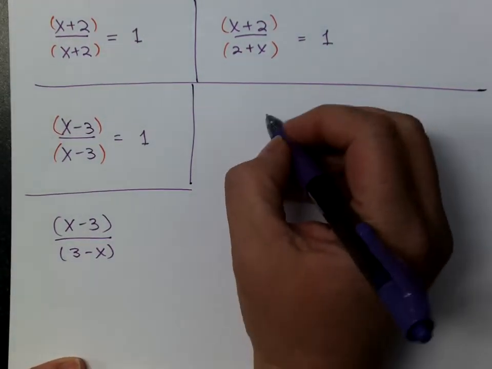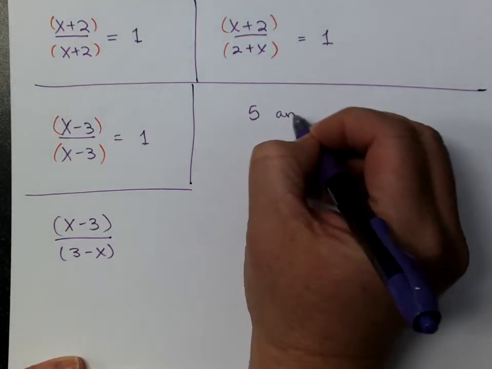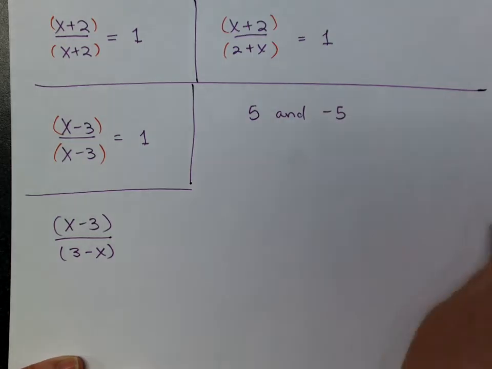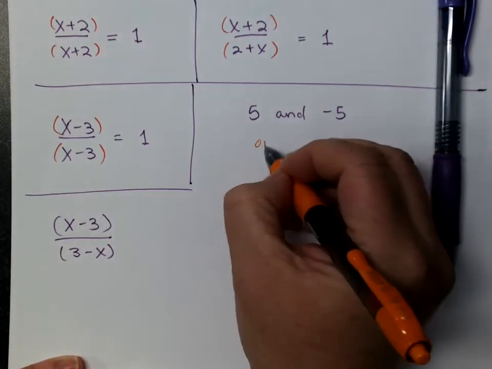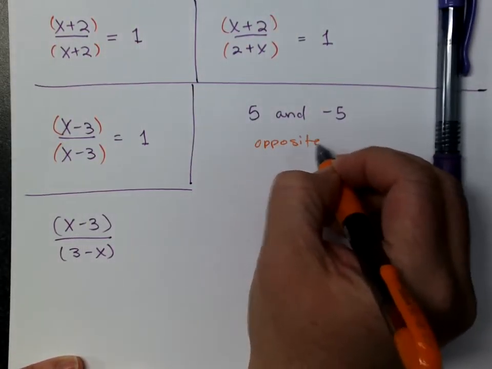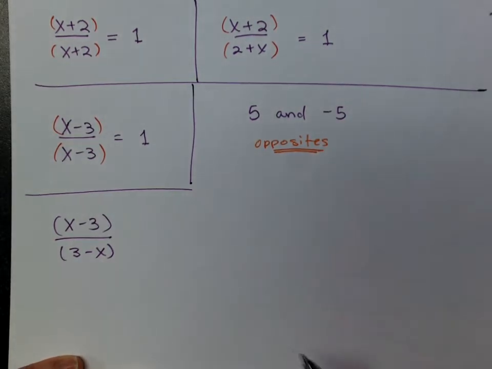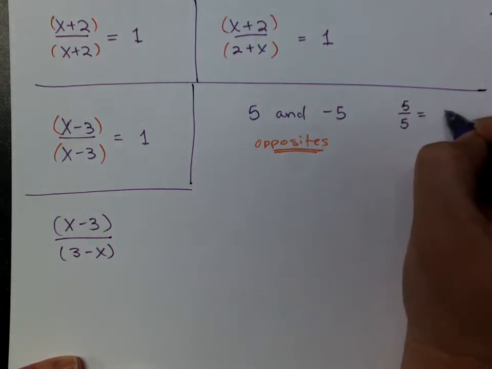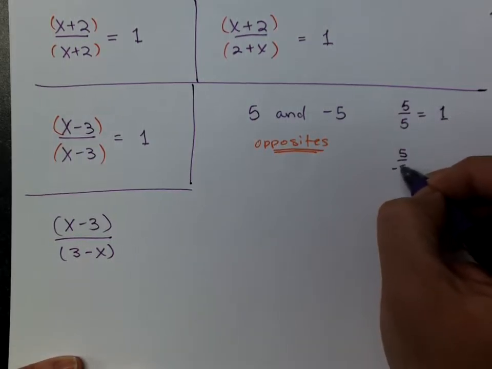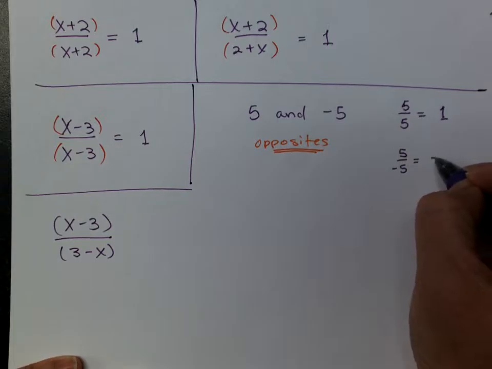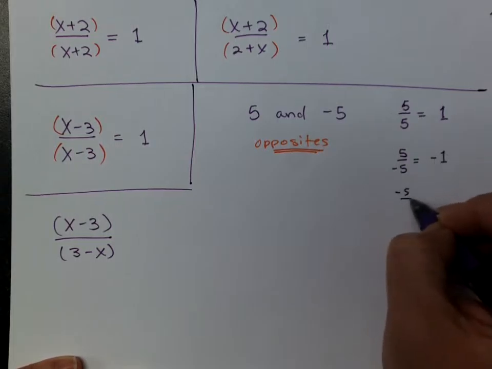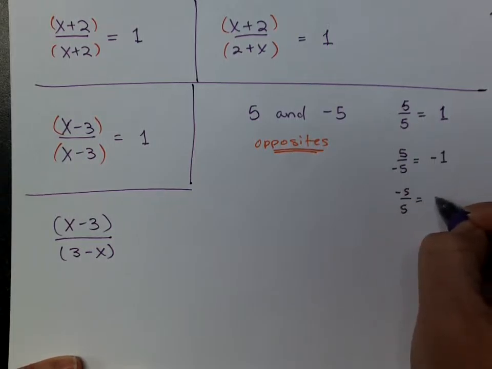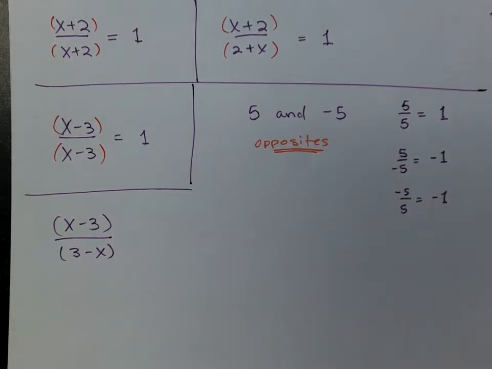Think of it this way. Let's think of it in terms of numbers. 5, for example, and negative 5 are what's called opposites. Okay? Now, if you have 5 over 5, that equals 1. But if you have 5 over negative 5, or negative 5 over positive 5, that equals negative 1. It doesn't matter which one's on top, which one's on the bottom.